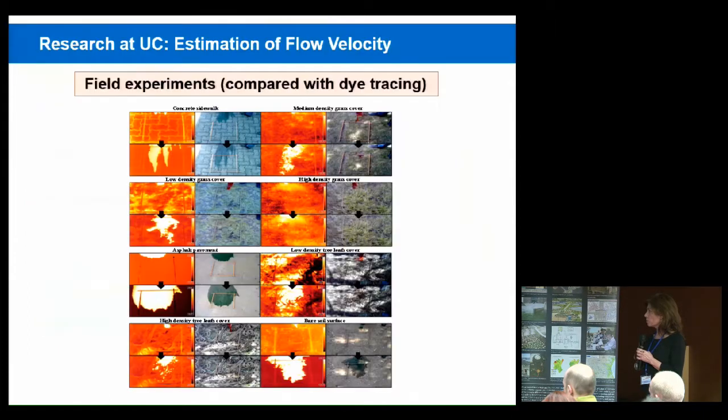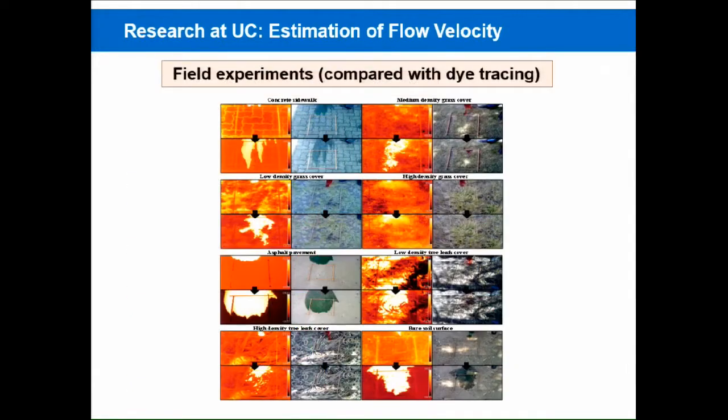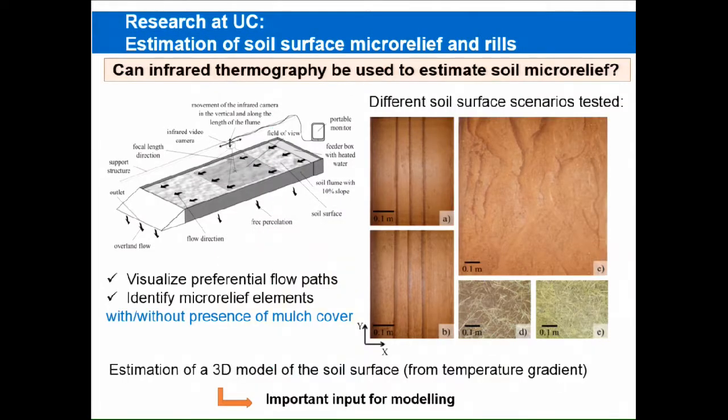So I will quite briefly give you an overview of some of the applications that we tried to explore. For instance, on estimating shallow flow velocities, we have conducted both laboratory experiments and field experiments on comparing, which is the case for this image, thermal traces with dye tracing. We have tried to estimate soil surface micro-relief and rills.